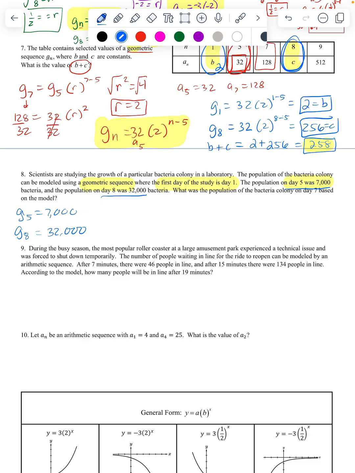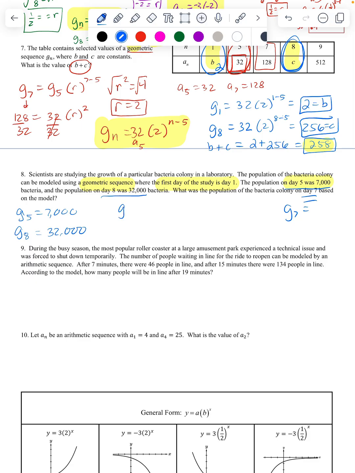The question is, what is the population on day 7? So they're asking us for G7. Well, in order to find G7, we need an equation. And in order to find the equation, we need the R. We're doing the exact same math we did up above, but it's just built into like an application.